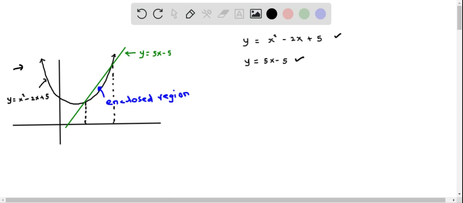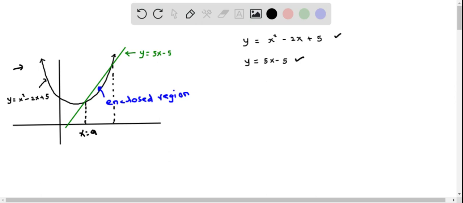The second curve, y equals 5x minus 5, is a line with positive slope, that is slope 5 and y-intercept negative 5. Here I have sketched this line, and these two curves intersect, and we have an enclosed region. So we have to find the area of this enclosed region. For this, we need to know the limits when we use the integral.